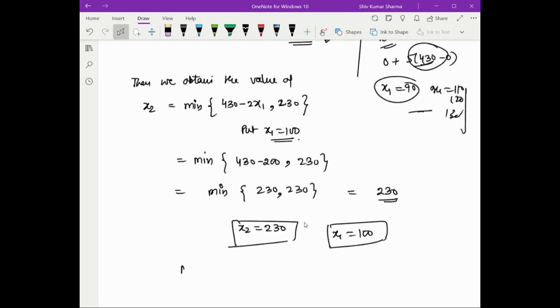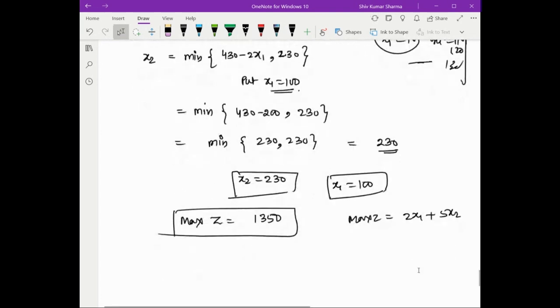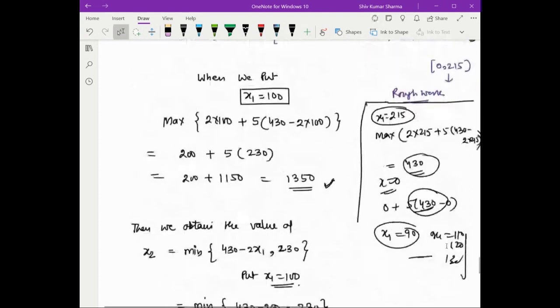And maximum z equals 1350. When you want to obtain maximum z by using this objective, 2x1 plus 5x2, it gives the same answer. We find it directly: 200 plus 1150, so this means 1350.